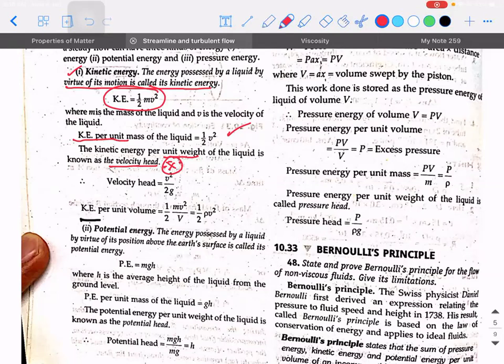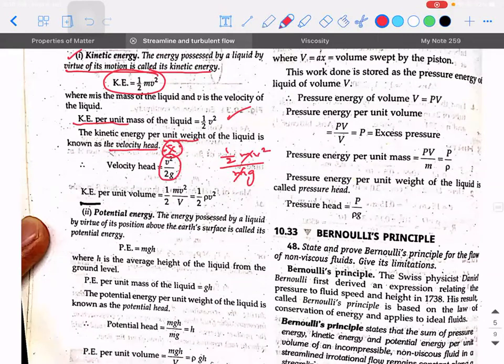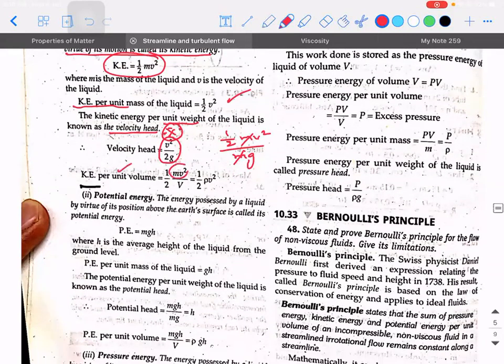And how do we write it? It is half mv square divided by mg. m and m will get cancelled. v square divided by 2g is going to give you the formula for velocity head. And the next one that we are going to see is kinetic energy per unit volume, which is half mv square divided by volume. m by V is what? It is rho. So half into rho v square is called kinetic energy per unit volume. Guys, am I clear with this?